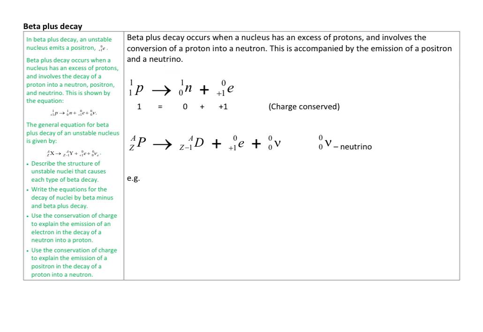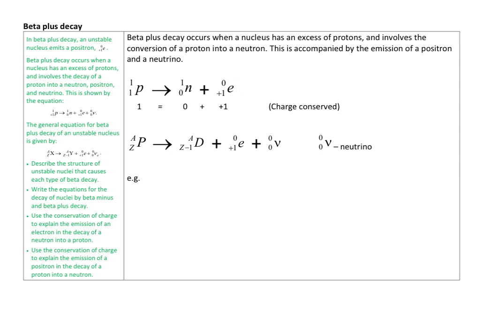So if we think about it in the nucleus, we have a proton converted to a neutron. To conserve the charge, this has a positive charge, this has no charge. We need to get this positively charged electron released, which we call a positron.